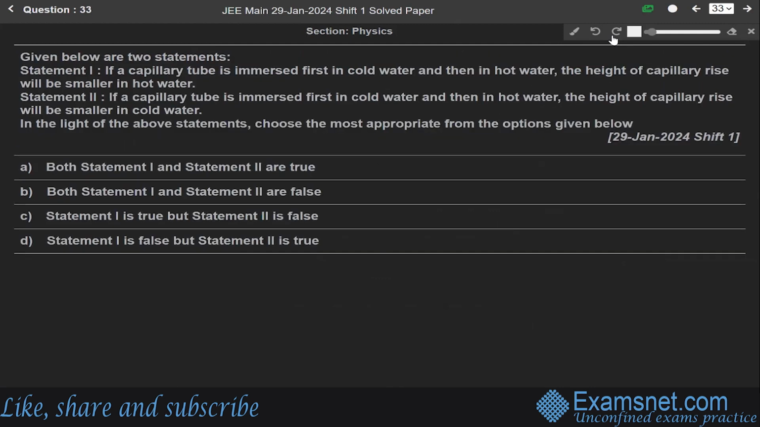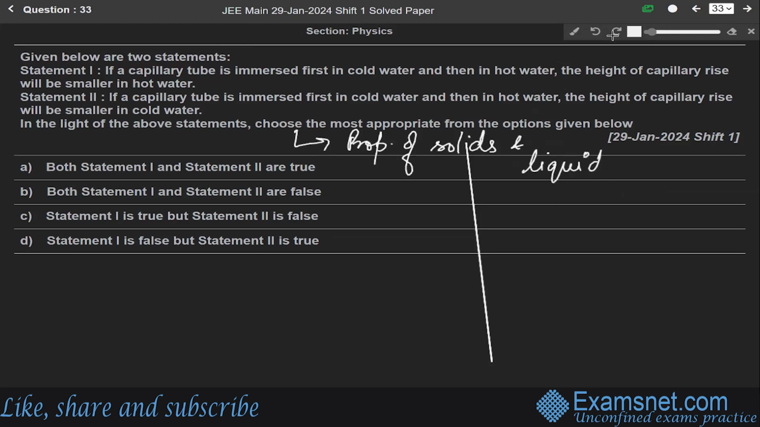This question says that there are two statements. The first: if a capillary tube is immersed first in cold water and then in hot water, the height of capillary rise will be smaller in hot water. And the second statement is: if a capillary tube is immersed first in cold water and then in hot water, the height of capillary rise will be smaller in cold water. This question is from the chapter of properties of solids and liquids.